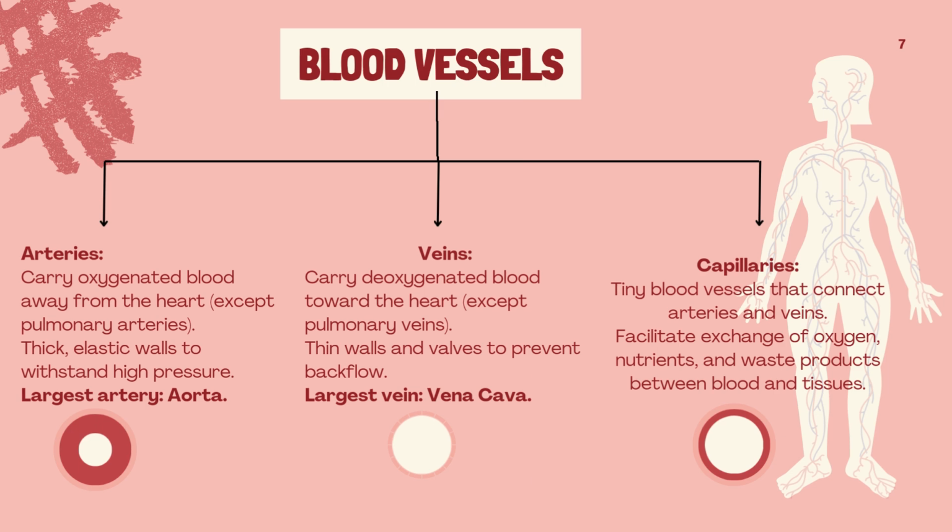The largest vein is the vena cava. Capillaries are tiny blood vessels that connect arteries and veins. They facilitate exchange of oxygen, nutrients, and waste products between blood and tissues.